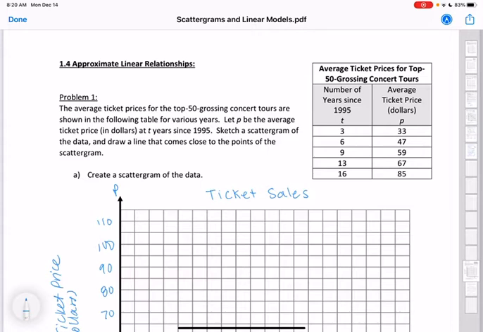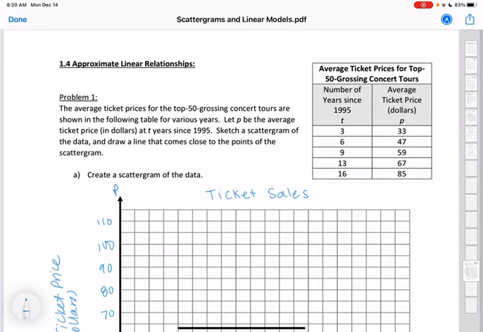So problem 1 here says the average ticket prices for the top 50 grossing concert tours are shown in the following table for various years. Let P be the average ticket price in dollars at T years since 1995. Sketch a scattergram of the data and draw a line that comes close to the points of the scattergram. So first create a scattergram.